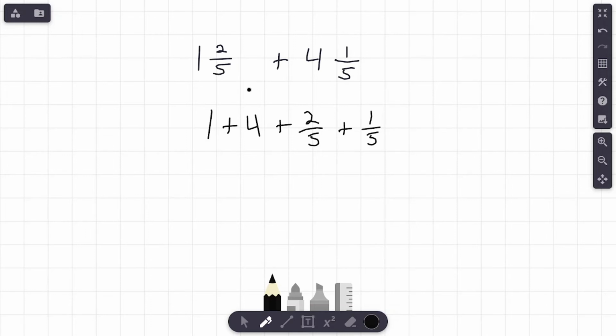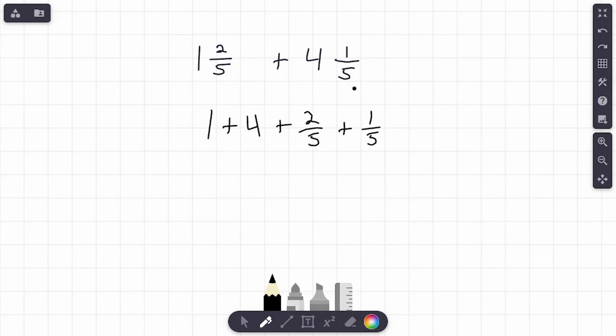The only thing we don't see is small addition symbols in between these mixed numbers, because you don't need them. But this is actually what we're doing. We're taking whole numbers and we're taking fractions, and they're not just magically stuck together.